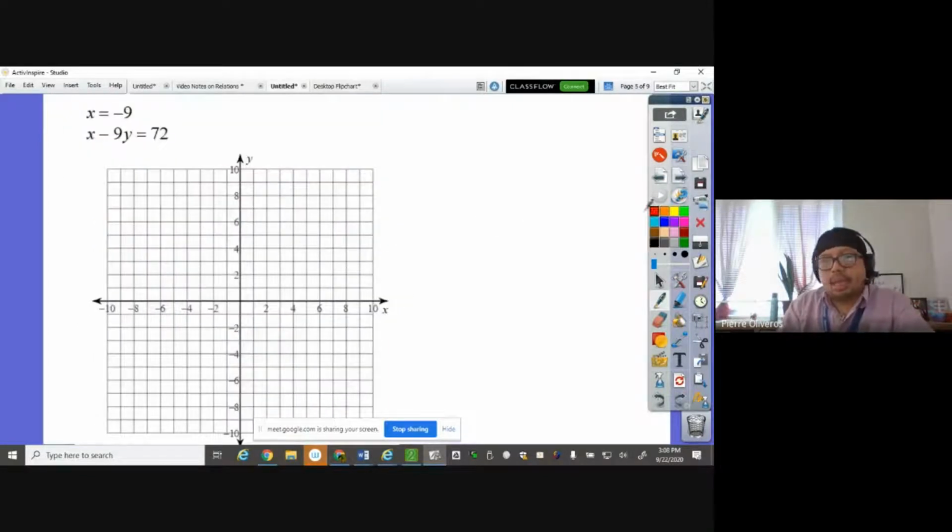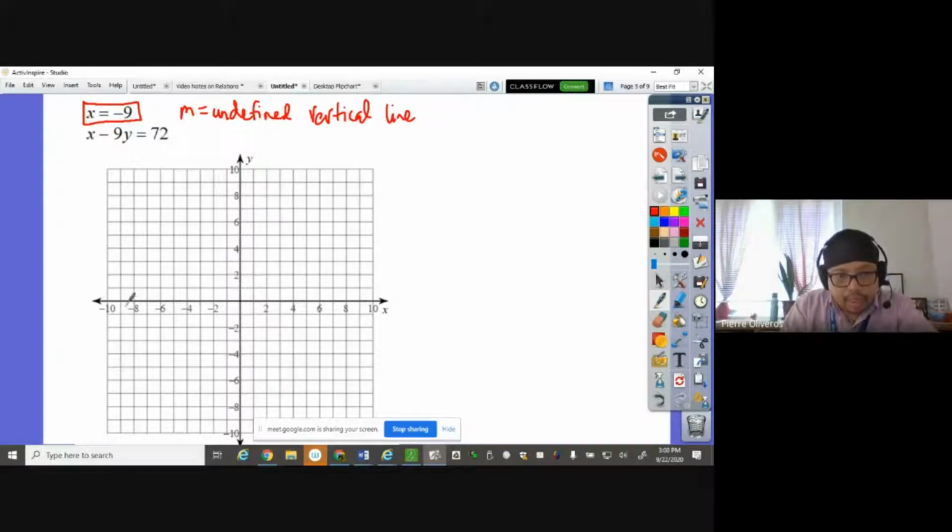Next. X equals negative 9. When it's x equals negative 9, the slope there is undefined. If we have an undefined slope, the line there is going to be a vertical line. So the negative 9 on the x is right here. So we're going to draw a vertical line that crosses that negative 9 there.